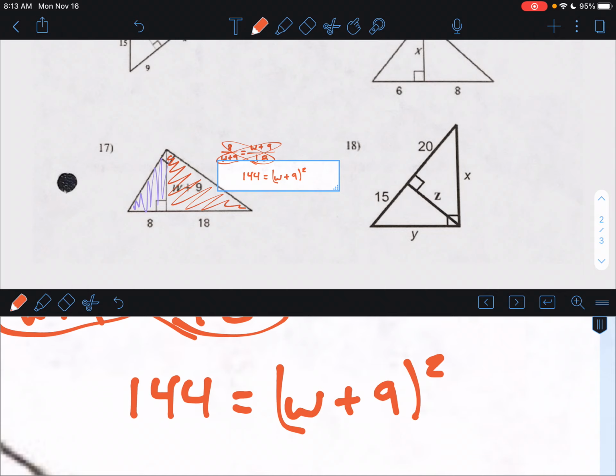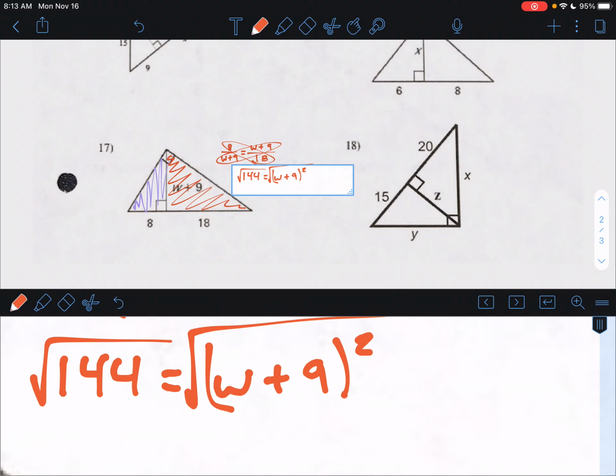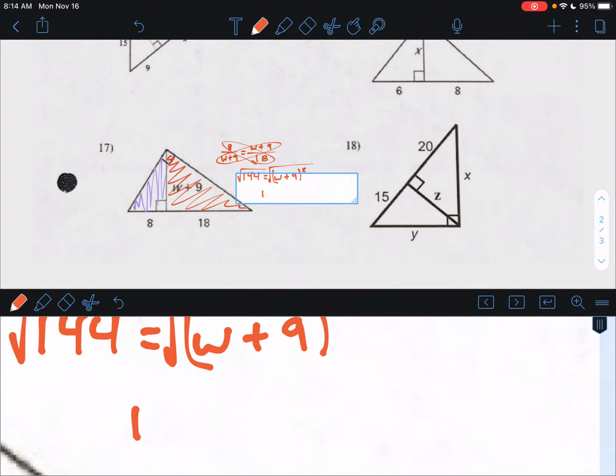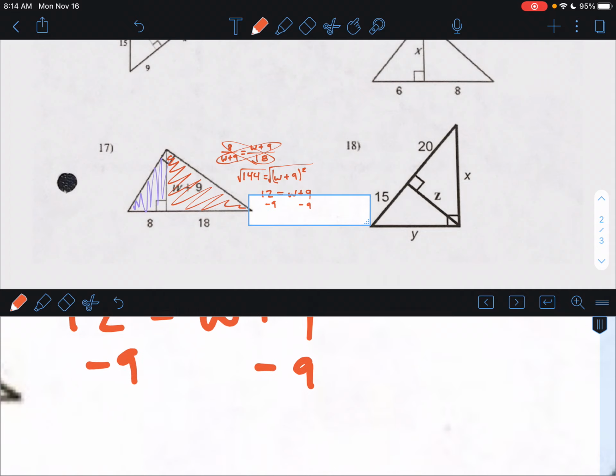Instead, from this step, I just want to take the square roots of both sides. So the square root of 144 is 12, and then the square root of w plus 9 squared is just w plus 9, and then subtract 9 from both sides. 3 equals w.